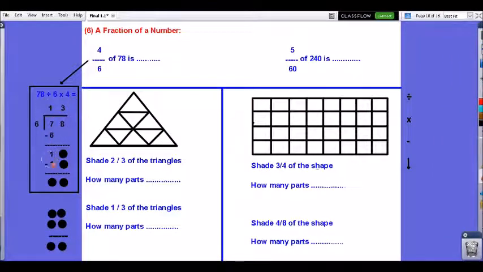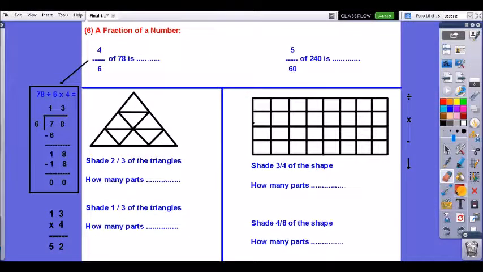And we took how to do long division. So 78 divided by 6 is going to give you exactly 13. You multiply it by 4 gives you 52. So 13 multiplied by 4 will give you 52.